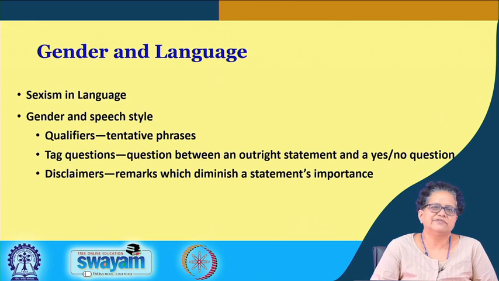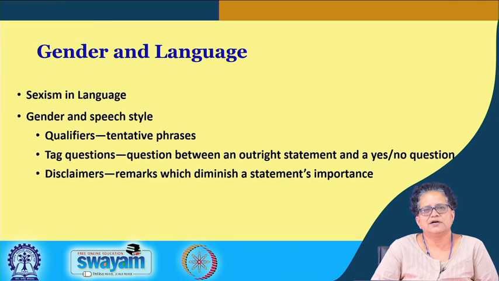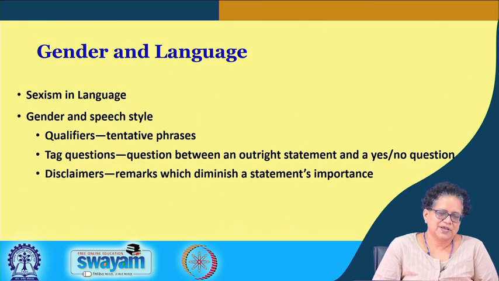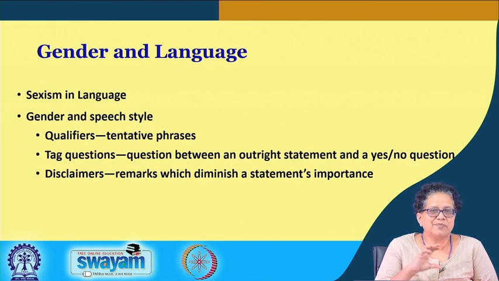Disclaimers are remarks which diminish the importance of a statement. To give you an example, a lady or only a female would say, "I have said everything about the importance of x, y, z, but..." In other words, a lady or a female would speak about the importance of something, and after the but, and it is a big but with a capital B-U-T, she would speak at length about the unimportance of what she has already spoken the importance about.